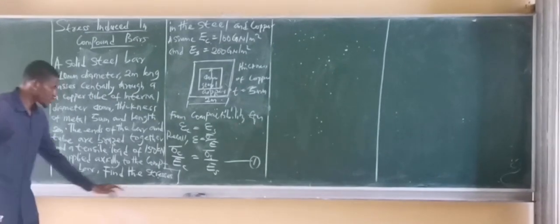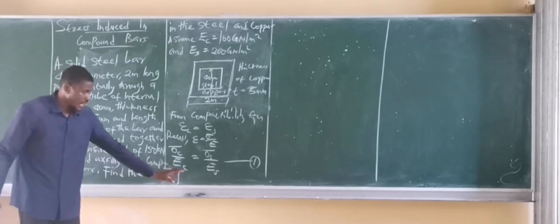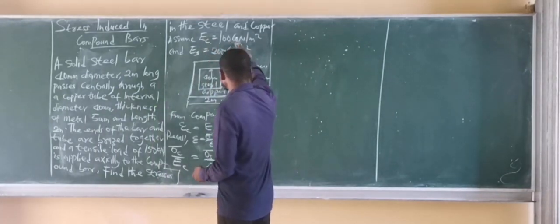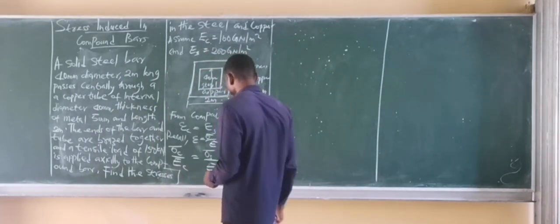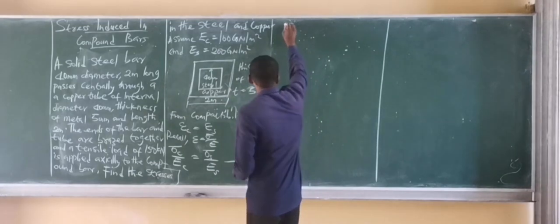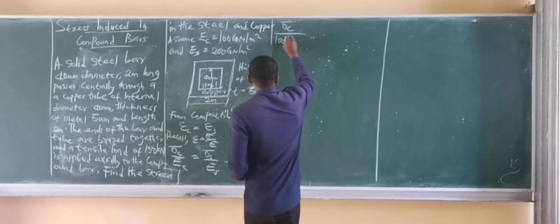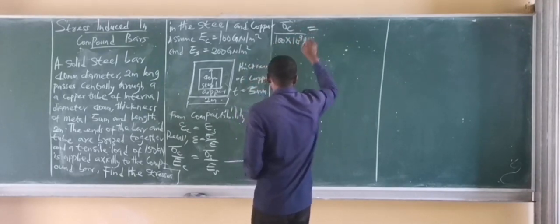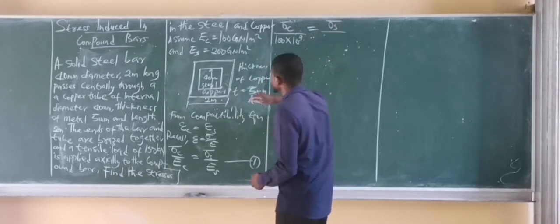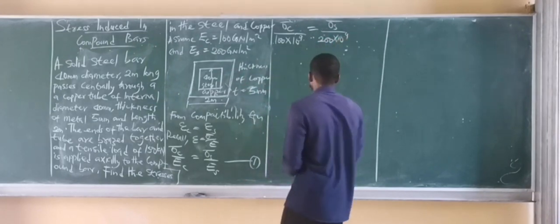From the question, they gave us the Young's modulus of steel and copper. I hope you guys are following. Yes, sir. Where E_c, which is Young's modulus of copper, is 100 by 10 raised to the power 9, and that of steel is 200 by 10 raised to the power 9. So let us put this information into this equation. Stress of copper over Young's modulus of copper, 100 by 10 raised to the power 9, equals stress of steel over Young's modulus of steel, 200 by 10 raised to the power 9.